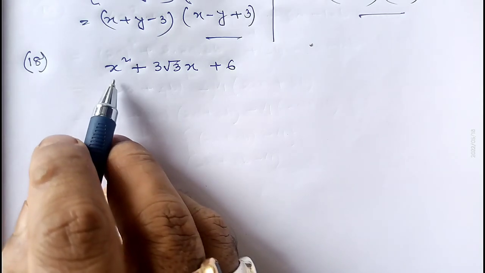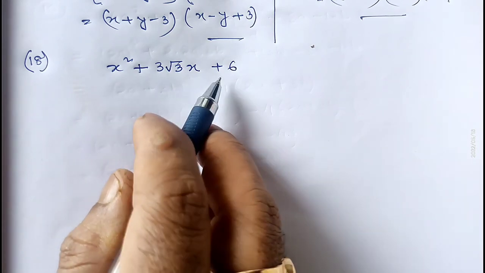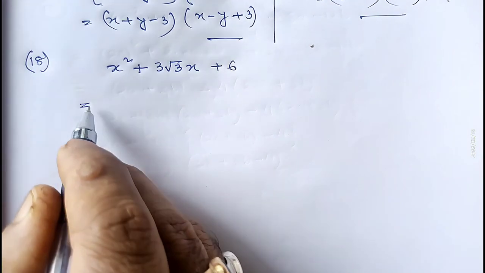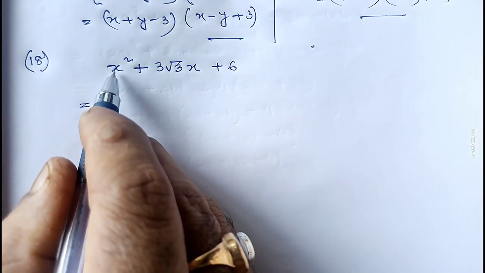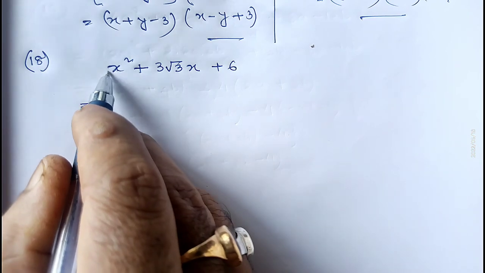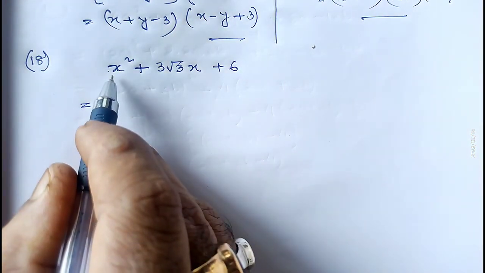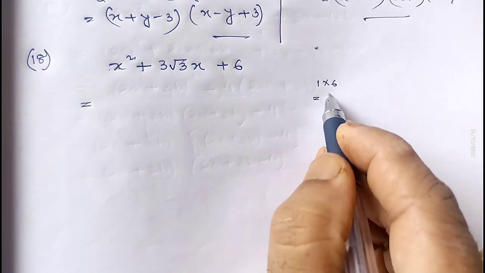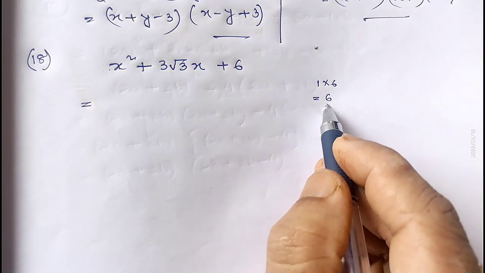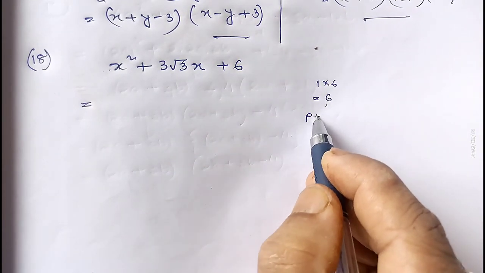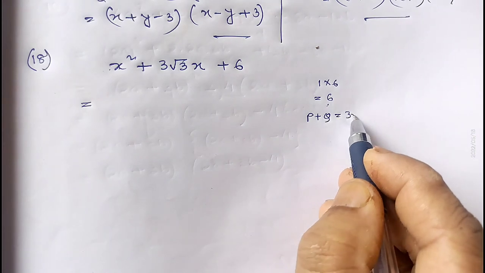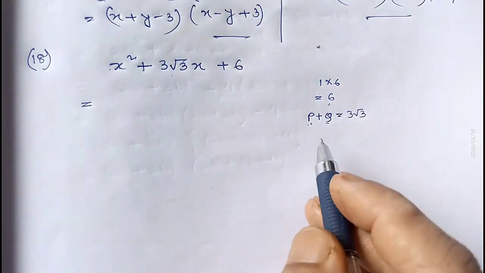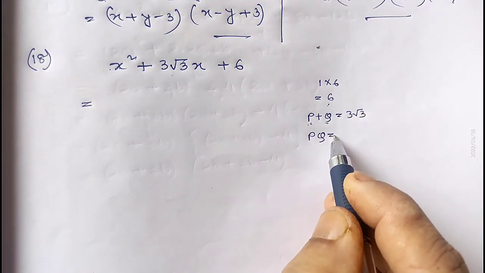Question number 18, it is given x square plus 3 root 3 x plus 6. Now here we have to use middle term factorization, and we know the rule is we first multiply the coefficient of x square with the constant number. Here the coefficient of x square is 1 and the constant is 6. So 1 into 6 gives 6. Since this number is positive, we need two numbers whose sum should be 3 root 3 and product should be 6.